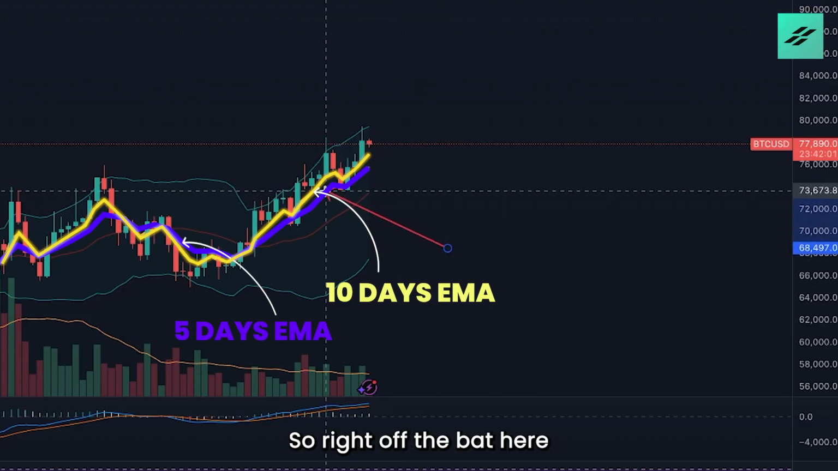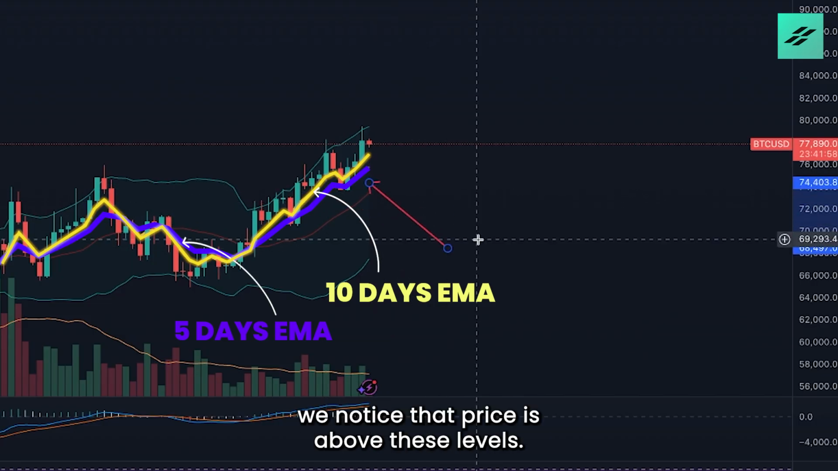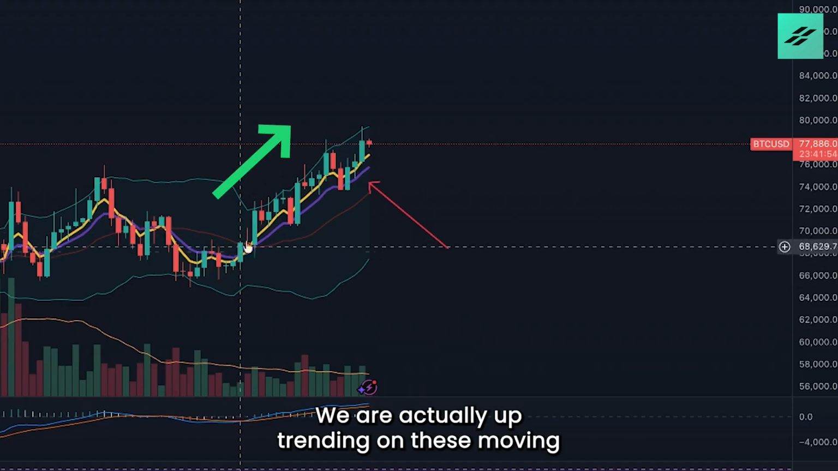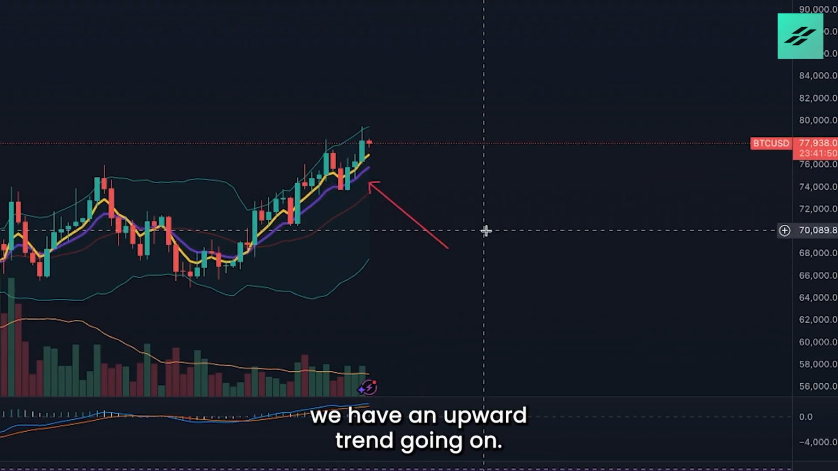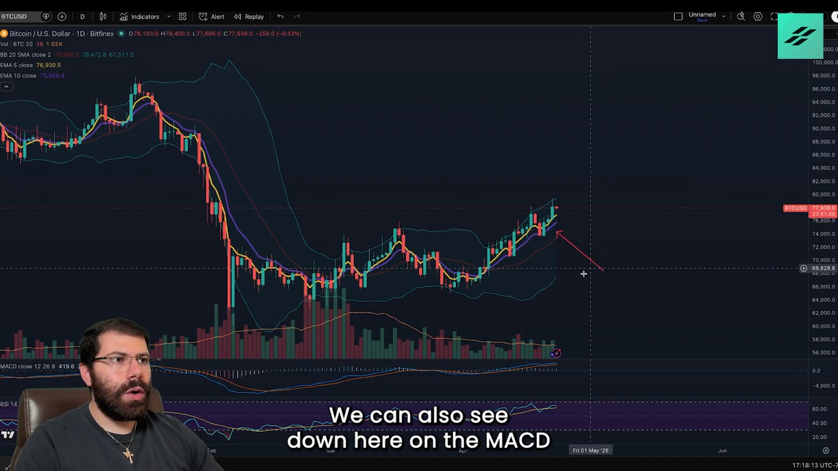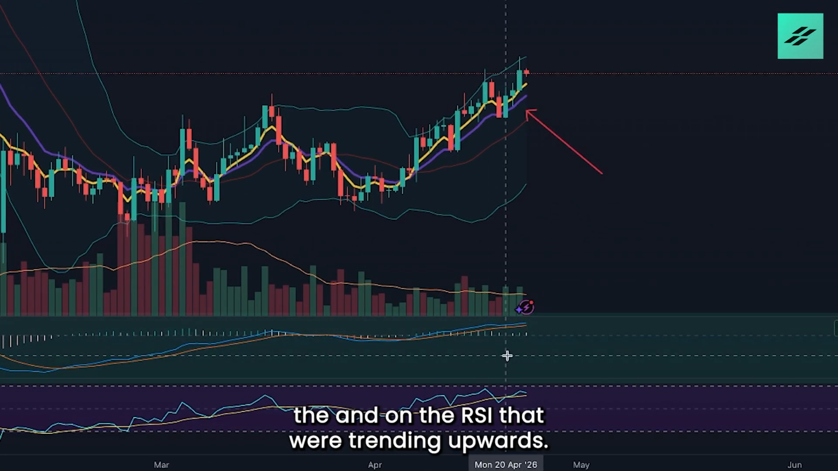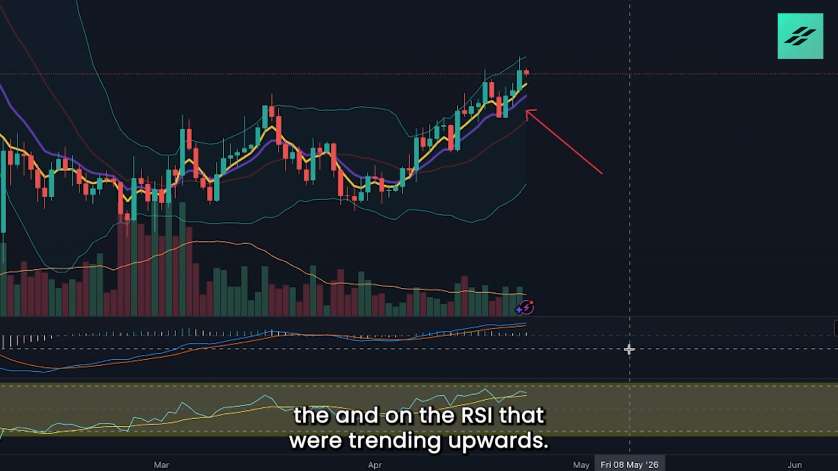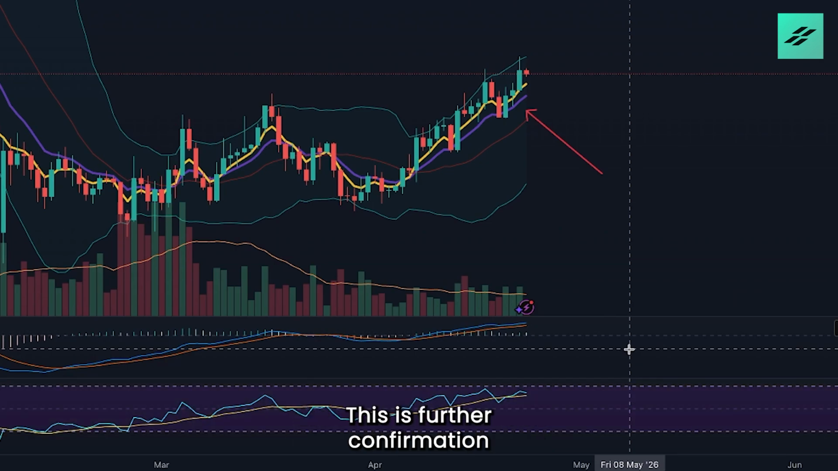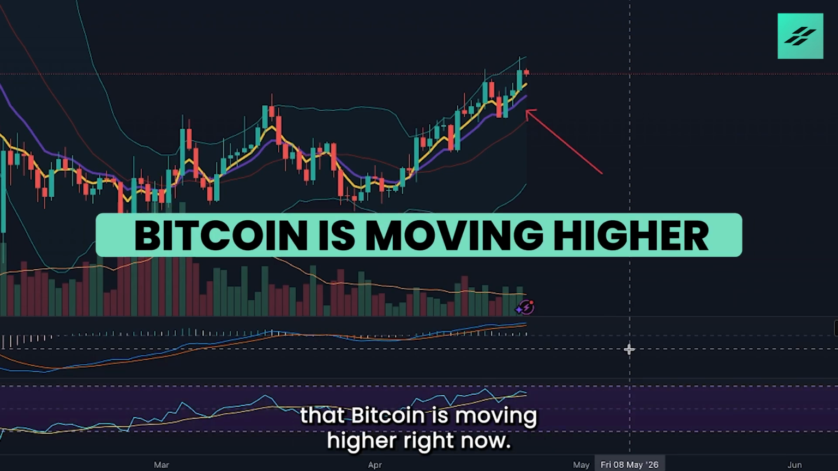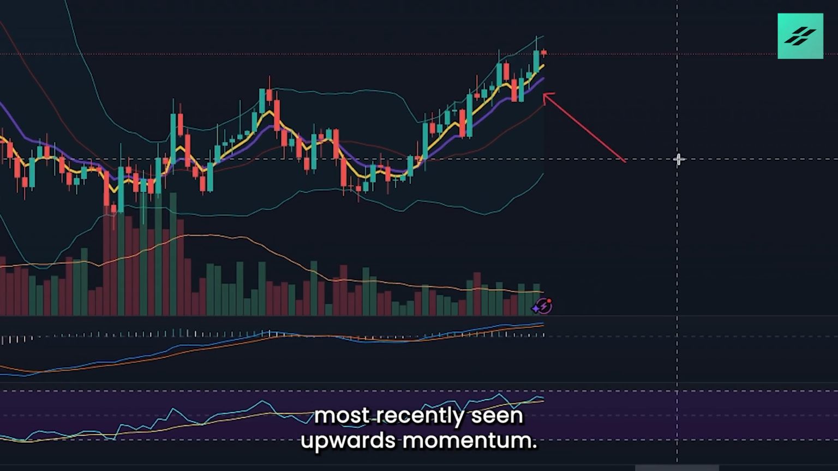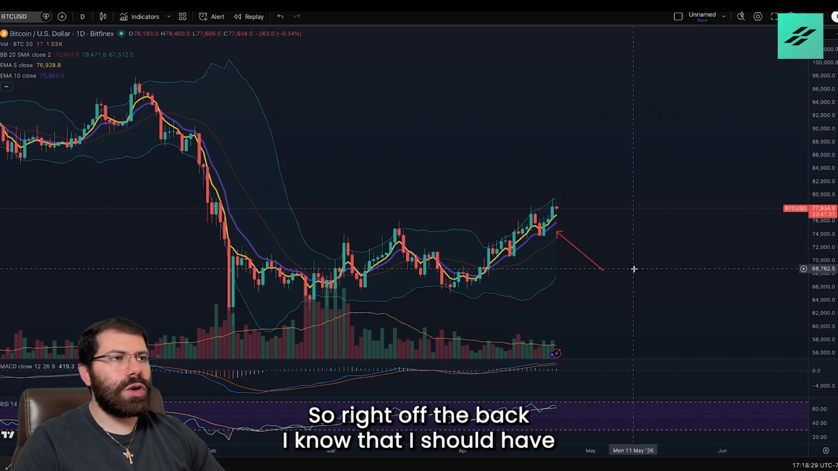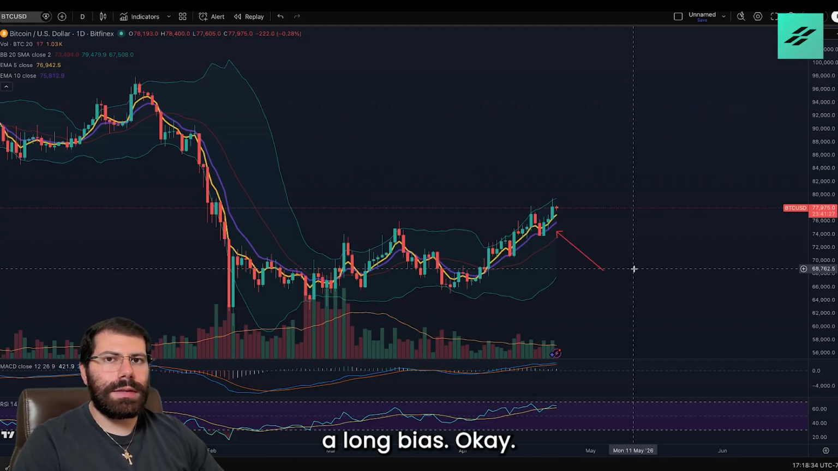So right off the bat here, we notice that price is above these levels. We are actually uptrending on these moving averages, okay? So it seems like we have an upward trend going on. We can also see down here on the MACD and on the RSI that we're trending upwards. This is further confirmation that Bitcoin is moving higher right now and that we have most recently seen upwards momentum. So right off the bat, I know that I should have a long bias, okay?